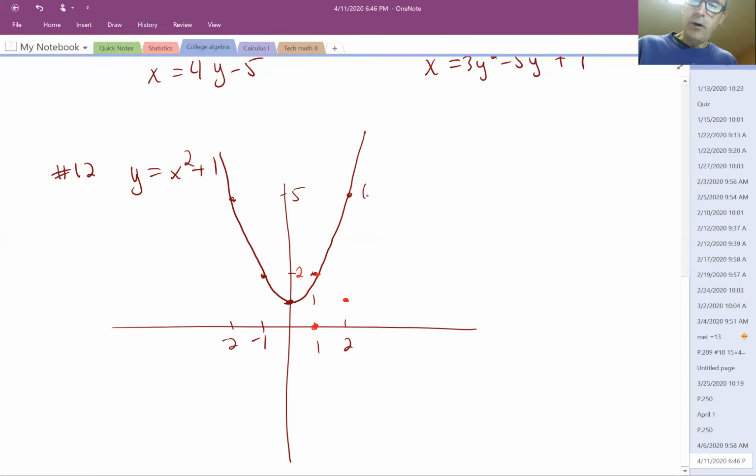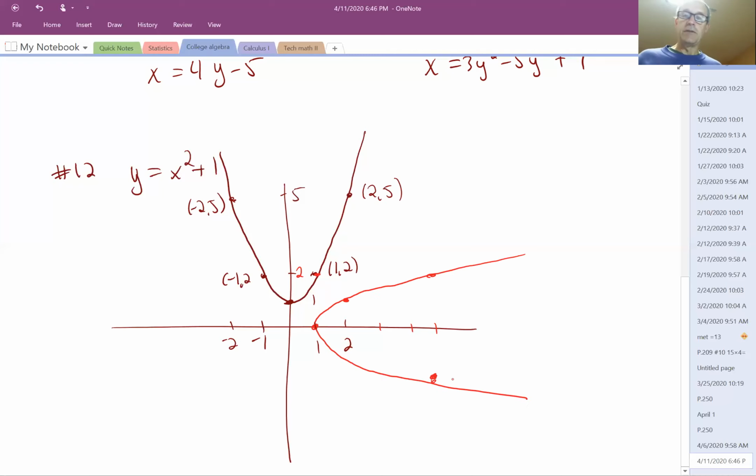So these points are all, here they are, right? Switch them points. 2, 5 would be 5, 2. Negative 2, 5 would be 5, negative 2, somewhere down here. And you'd have an equation that looks like this.